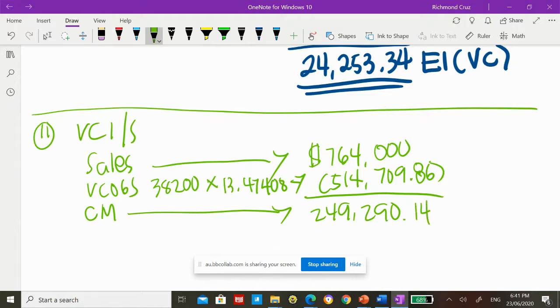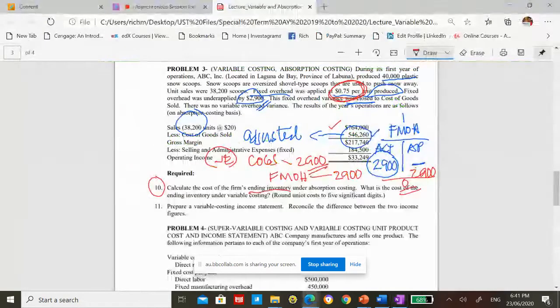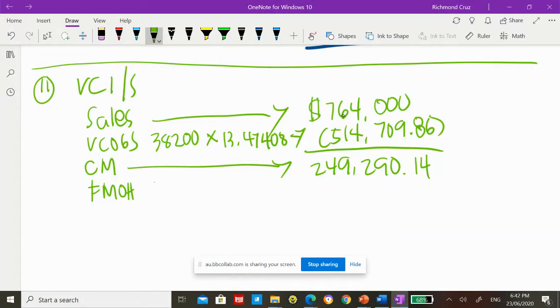0.14. Then we have yung fixed manufacturing overhead. Kailan tanong paano ko makompute yun? Ayan, sabi niya kasi 0.75 of units produced. Di ba 40,000 yun? So 40,000 times 0.75. So that will give me 30,000.